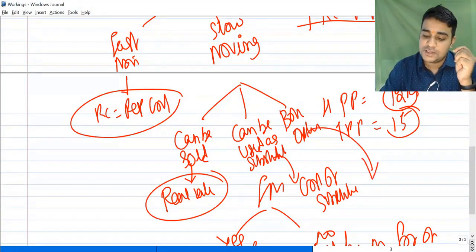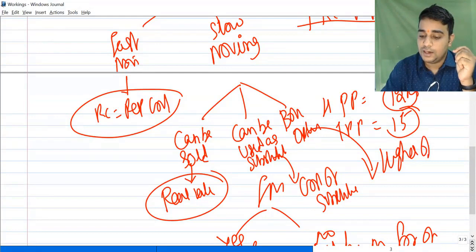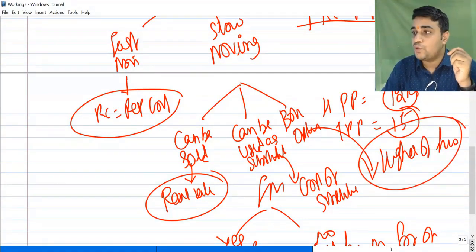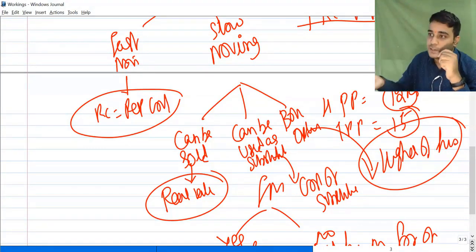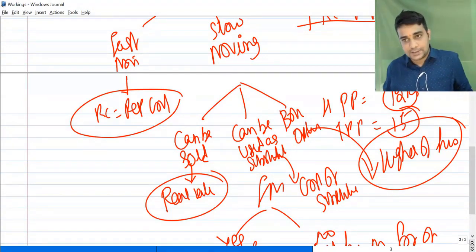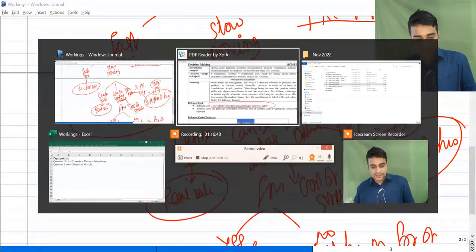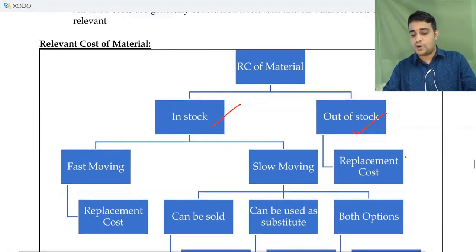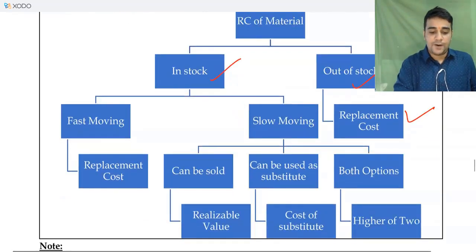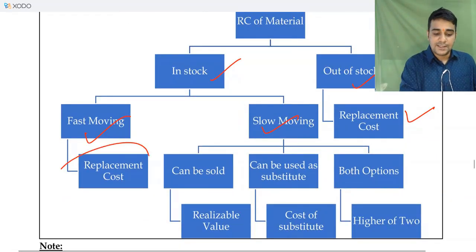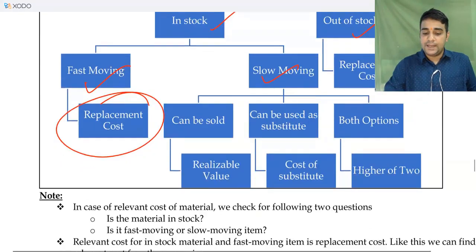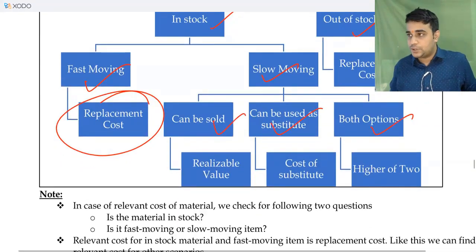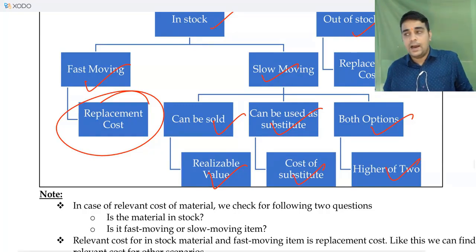So if both options are there, the relevant cost is the higher of the two, because what you would plan to do is use it as a substitute. So you lose the opportunity of using it as a substitute. Relevant cost of material: in stock, out of stock. Out of stock: replacement cost. In stock: fast moving, slow moving. Fast moving: replacement cost. Slow moving: can be sold, realizable value; can be used as a substitute, cost of substitute; both options, higher of the two.